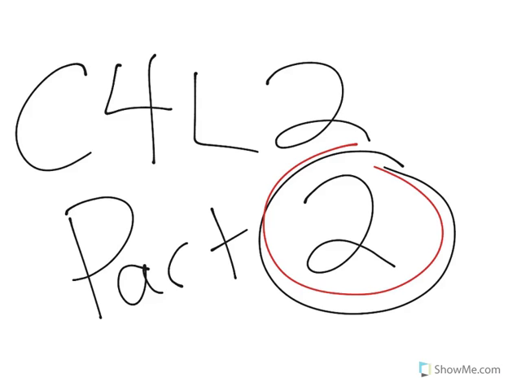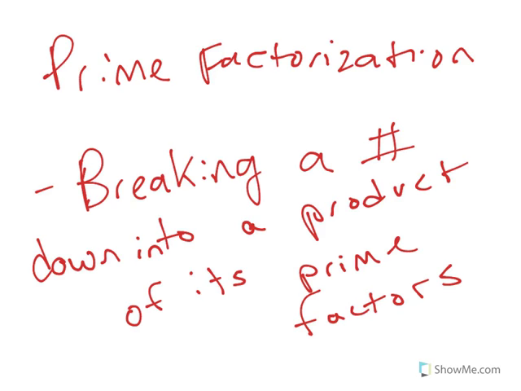This lesson is Chapter 4, Lesson 2, Part 2. We talked about factors and prime numbers in the last one, and now we're going to talk about prime factorization in this lesson. Prime factorization is breaking a number down into a product of its prime factors, and we're going to take a look at what this looks like.